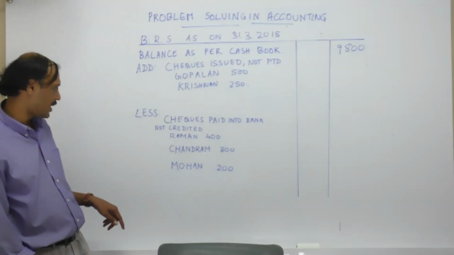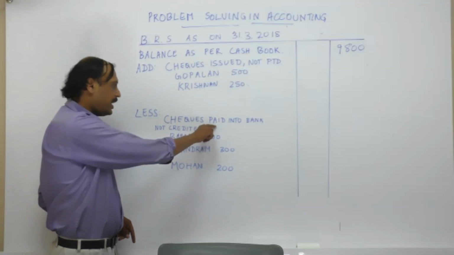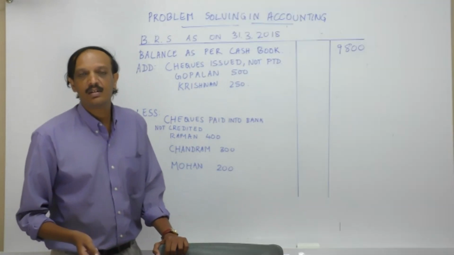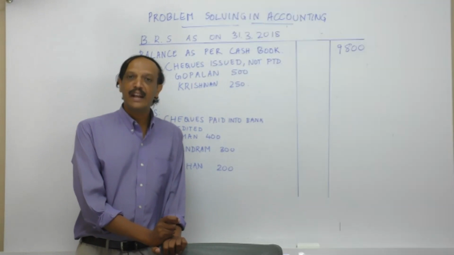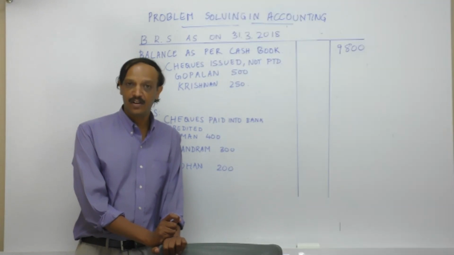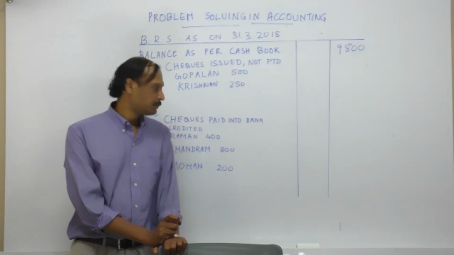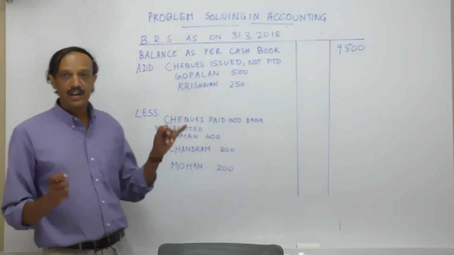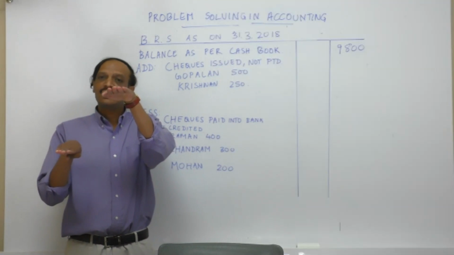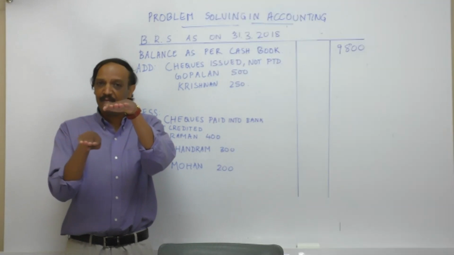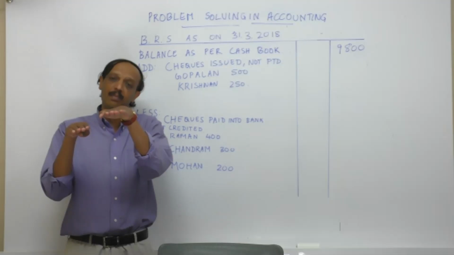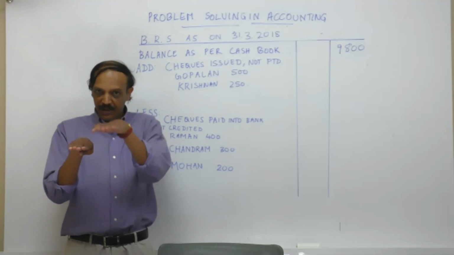Coming to the next transaction, checks paid into bank but not credited. When you get a check from somebody, you make an entry before you deposit that into your bank. That is, you make an entry in your cash book. So when you make an entry in your cash book, the cash book balance increases, but the passbook remains the same. Bank will not make an entry until it gets the actual amount from the other bank, the paying bank. So there is a difference.